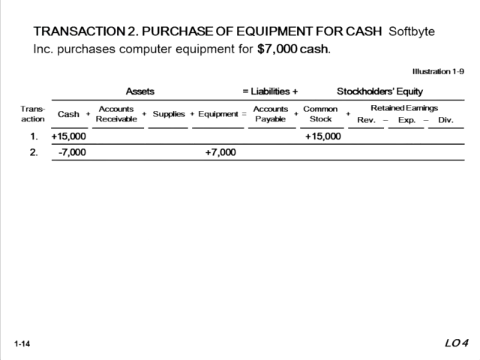All right, so then the next transaction, SoftBite purchases computer equipment for $7,000 cash. All right, so purchase using cash. So we know cash is going to go out. So we're going to subtract $7,000 from the cash balance, and then we're going to add $7,000 to equipment. So we still have maintained the equality of this equation. This time, we have increased one asset and decreased another by the same amount.